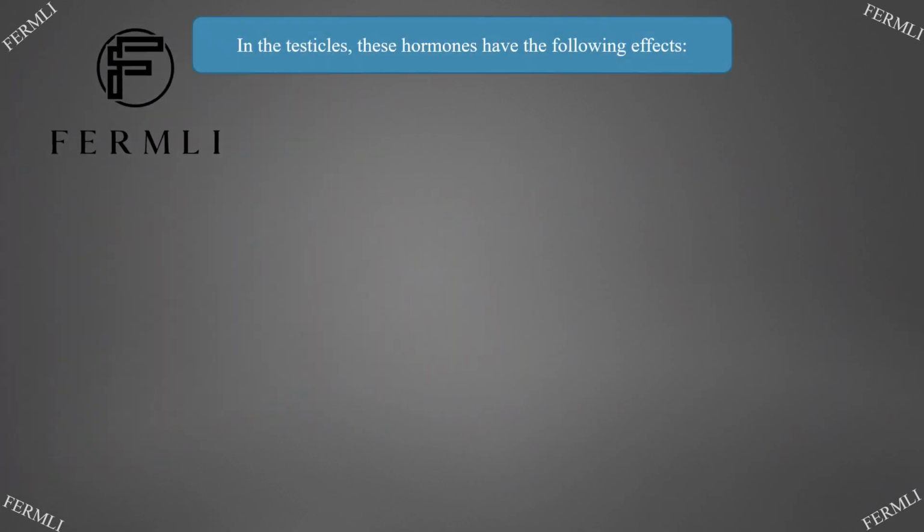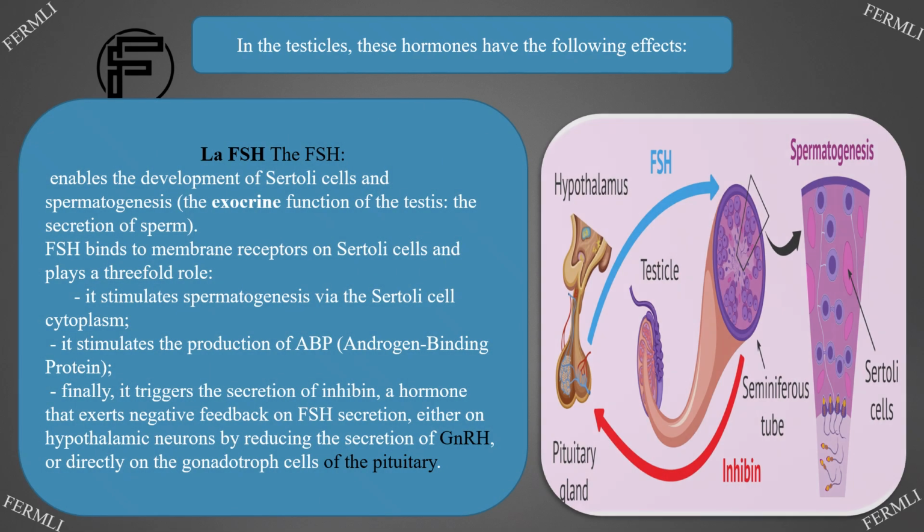In the testicles, these hormones have the following effects. FSH. The FSH enables the development of Sertoli cells and spermatogenesis, the exocrine function of the testis, the secretion of sperm. FSH binds to membrane receptors on Sertoli cells and plays a threefold role.